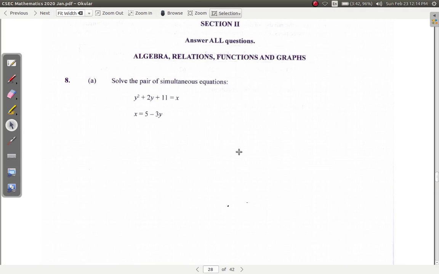Let's look at question 8a from the January 2020 CSEC mathematics paper.